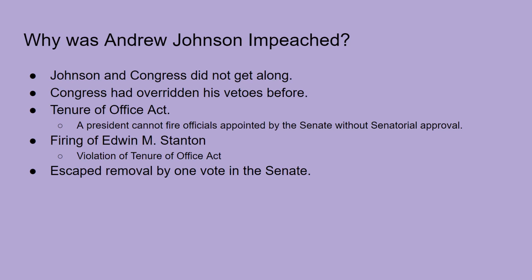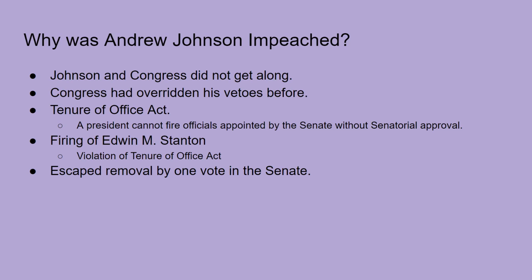And there is an act called the Tenure of Office Act that Congress passed over his veto, I might add, that said a president cannot fire officials that are appointed by the Senate without the approval of the Senate to fire those officials. And Andrew Johnson decided to test this law by firing his Secretary of War, Edwin M. Stanton. And the House brought charges of impeachment to Andrew Johnson for the violation of the Tenure of Office Act.